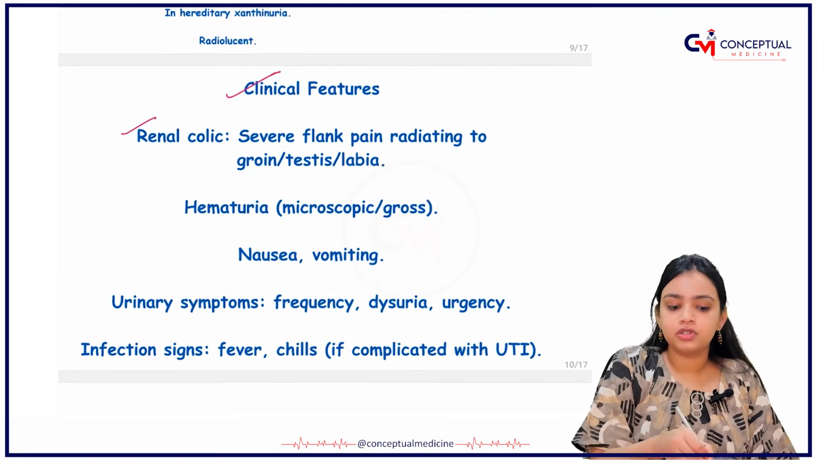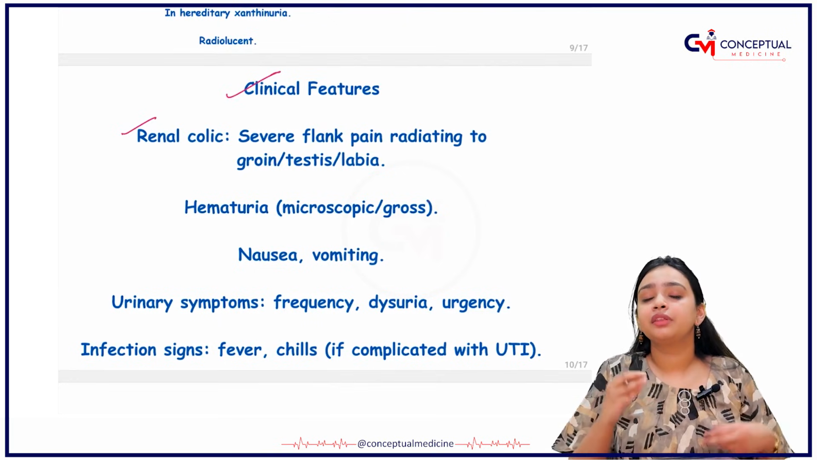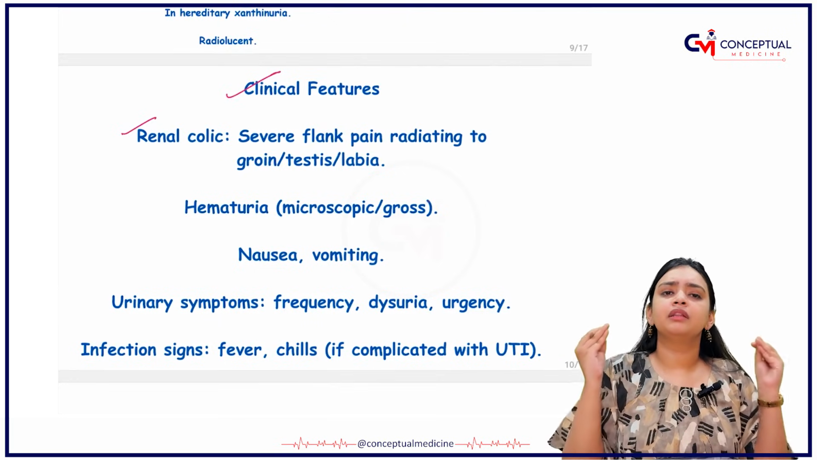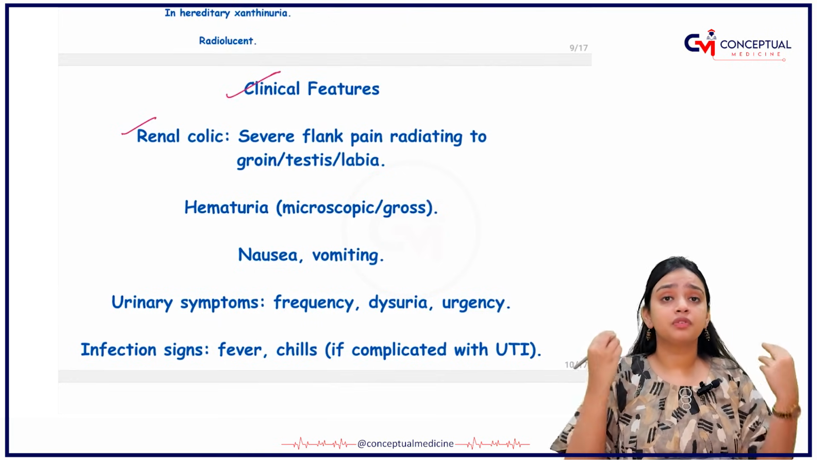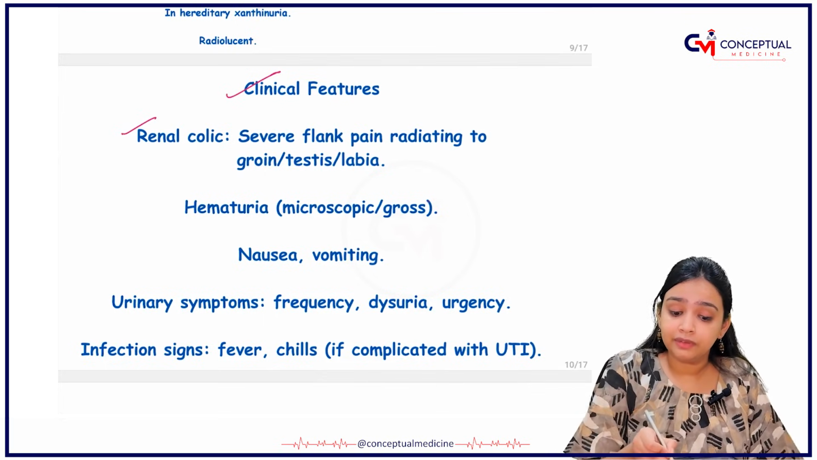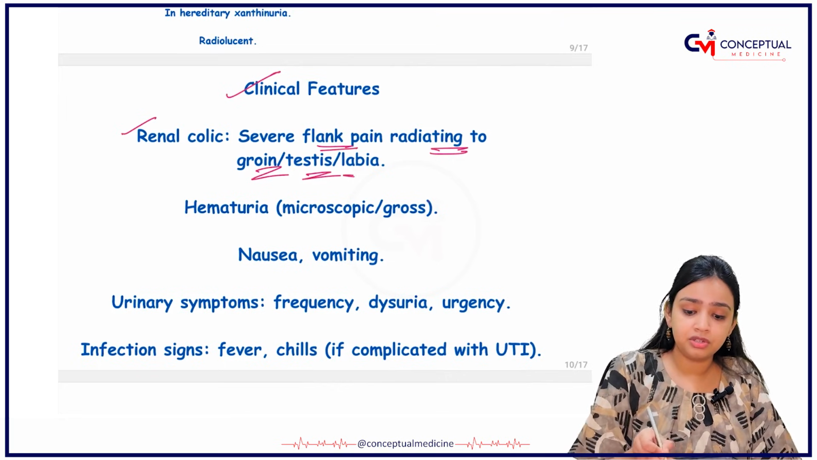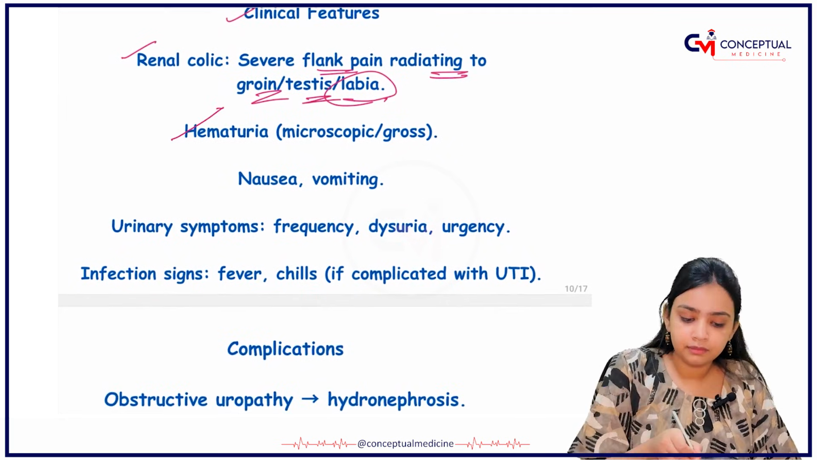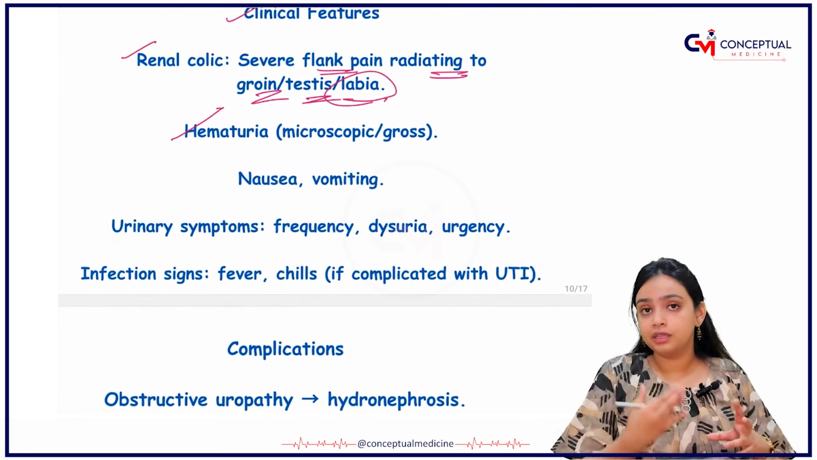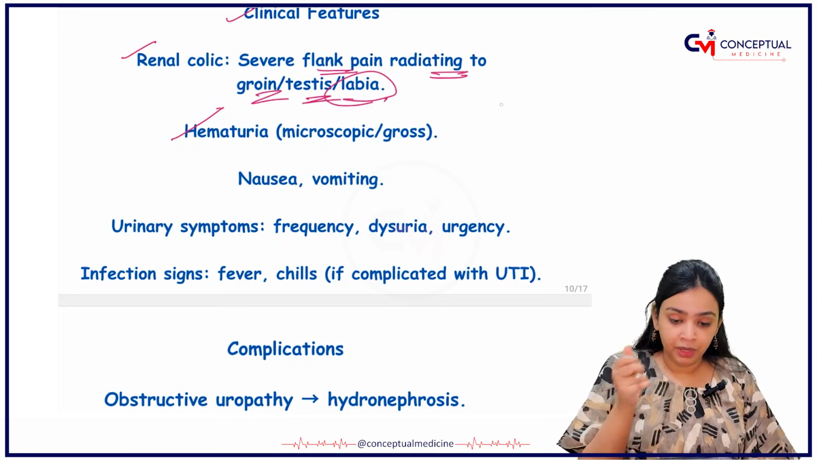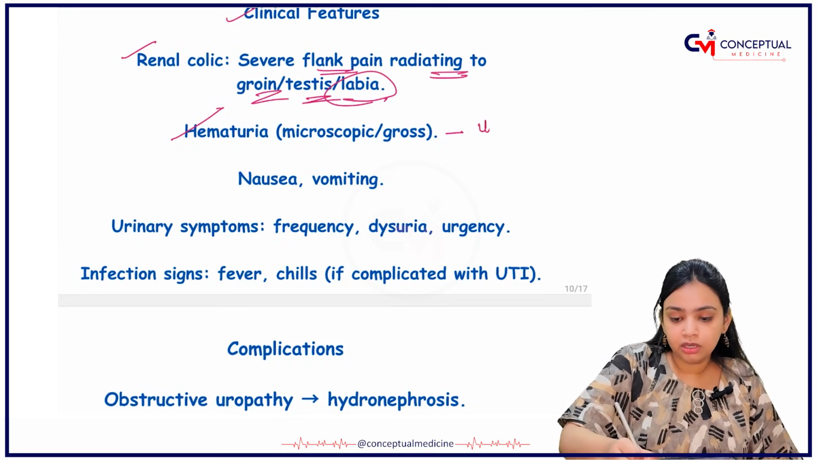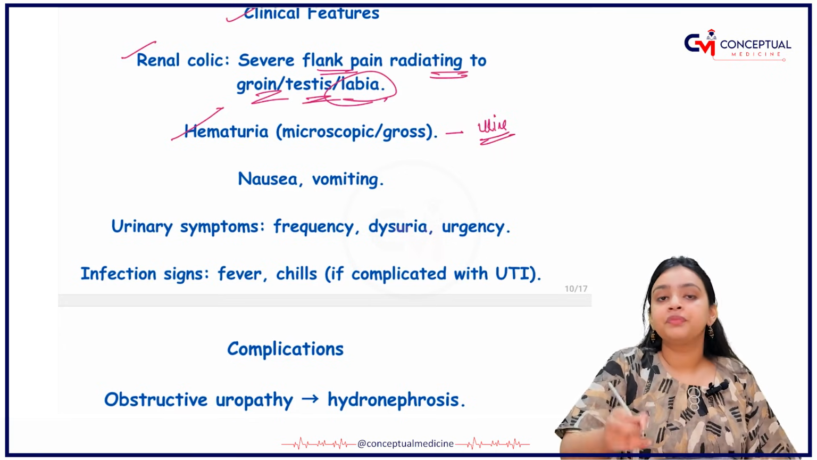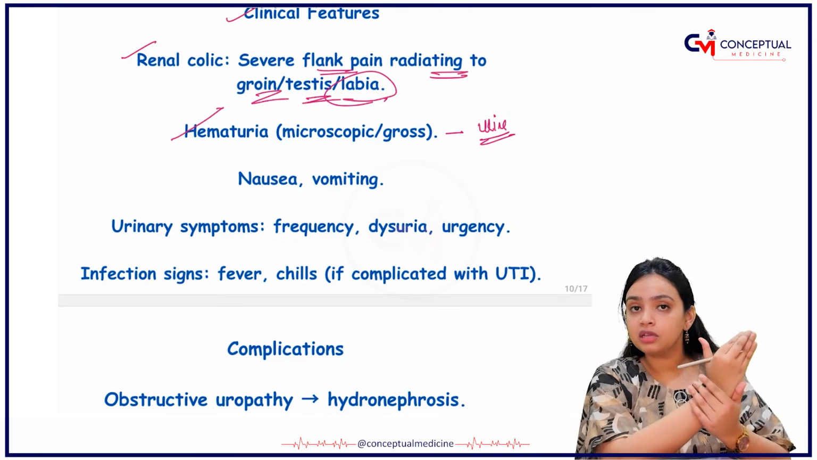What are the clinical features? The first one will be renal colic. There will be a lot of pain that the patient will tell you, doctor, I am suffering from a lot of pain. There will be severe flank pain that radiates to the groin, testis or labia, right? Hematuria. There will be blood in the urine that will come out, okay? Because the urine is not getting enough amount of space to pass, right?